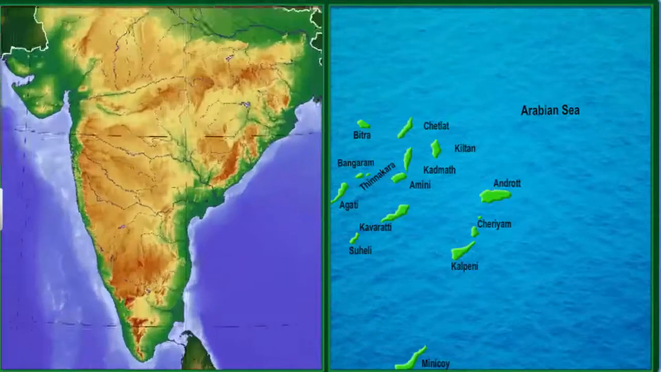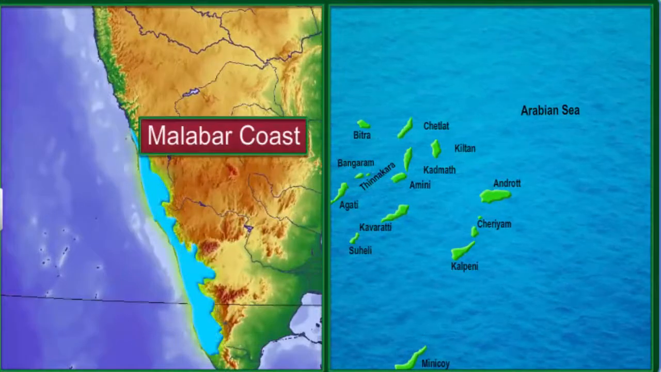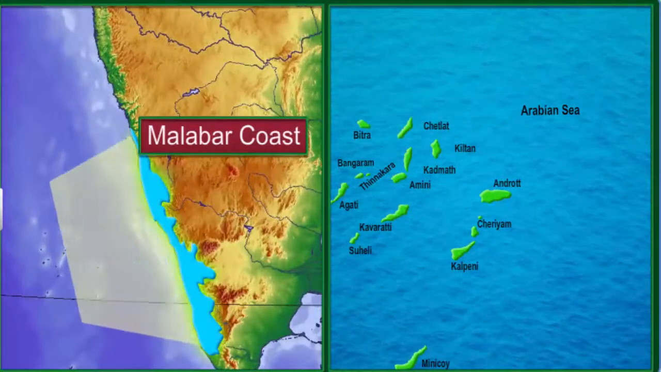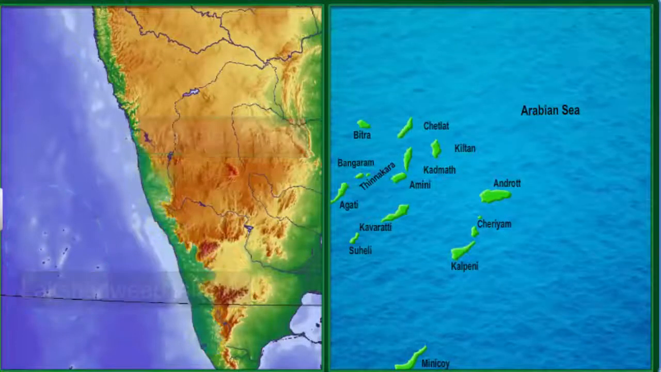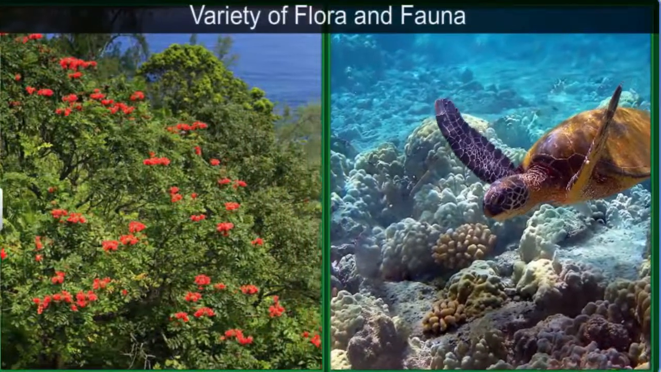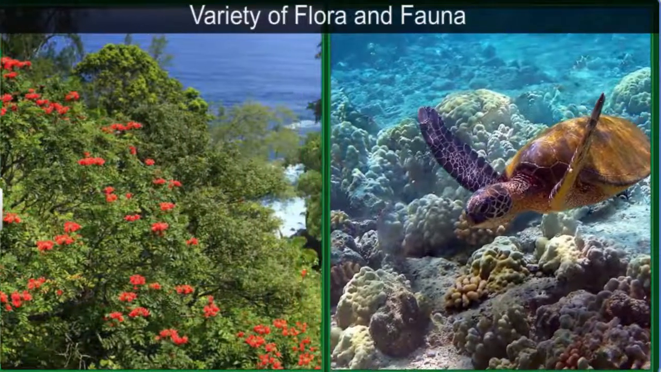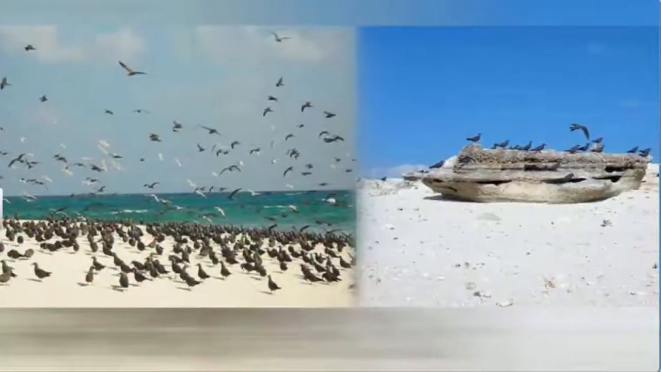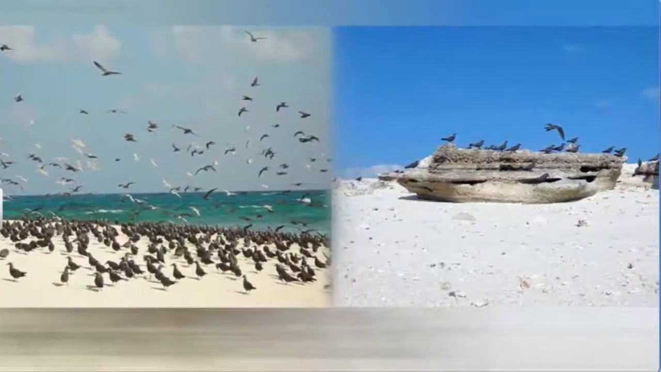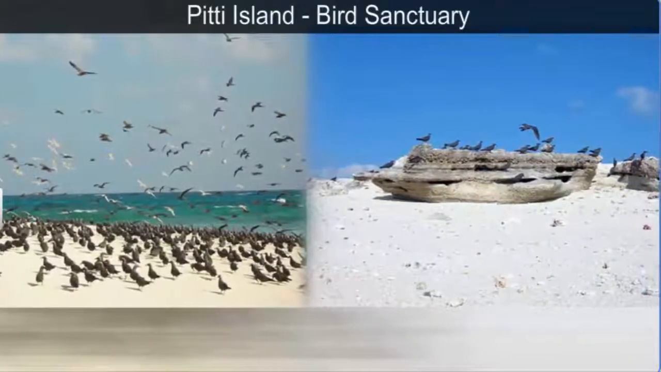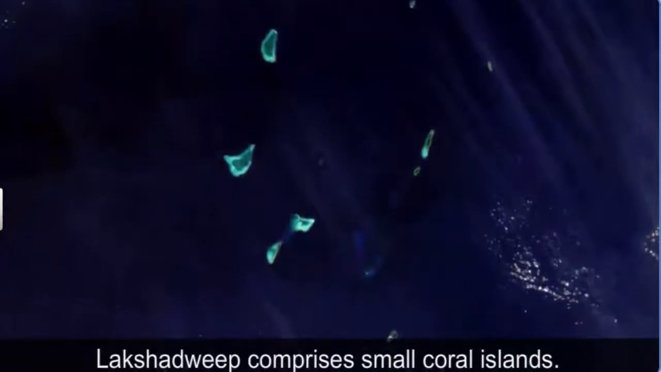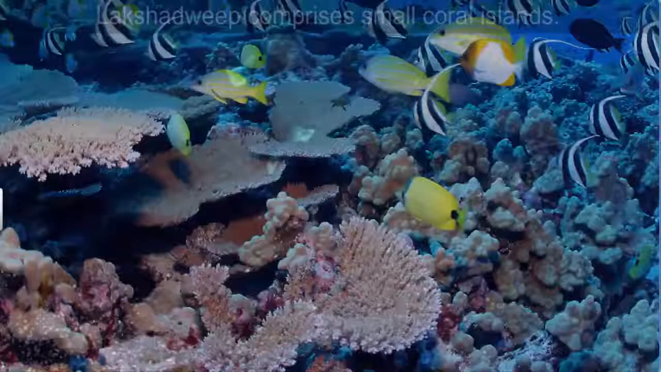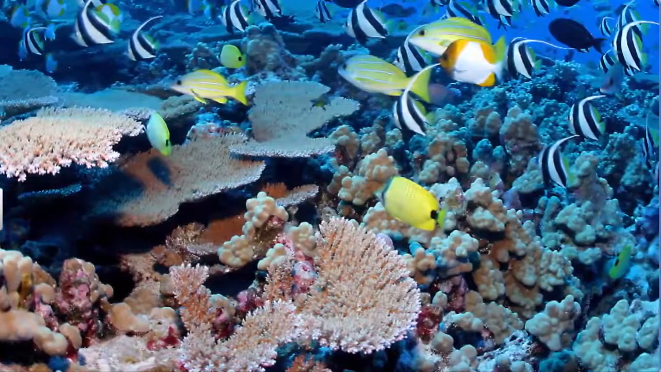If you examine the Malabar coast of Kerala closely, lying close to the coast are the Lakshadweep Islands. This group is famed for its variety of flora and fauna. One of the uninhabited islands in this group, the Pitti Island, has a bird sanctuary. Apart from that, the group overall consists of small coral islands. The name comes from the beautiful coral reefs that are a popular tourist attraction.